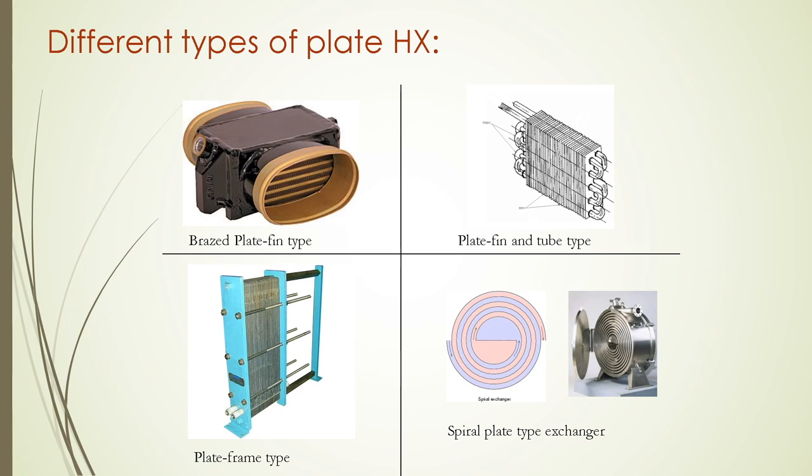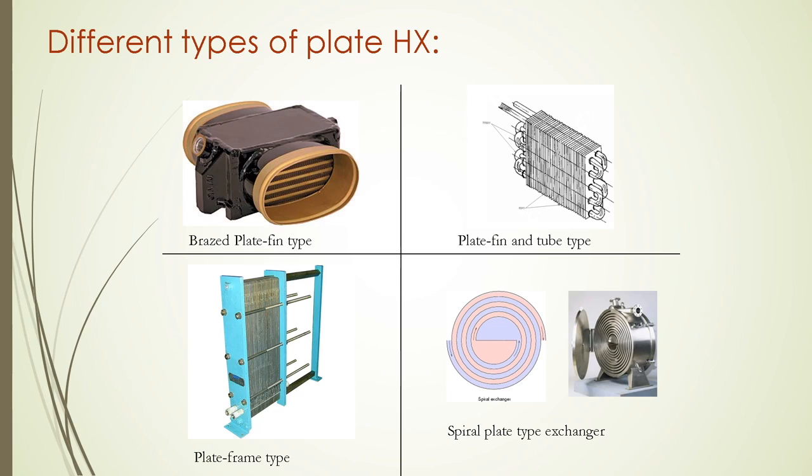Plate fin heat exchangers use plates and fin chambers to transfer heat between fluids. They're often categorized as a compact heat exchanger to emphasize its relatively high heat transfer surface area to volume ratio. Moving to a plate frame heat exchanger, they use metal plates to transfer heat between two fluids, and their major advantage is that the fluids are exposed to a much larger surface.